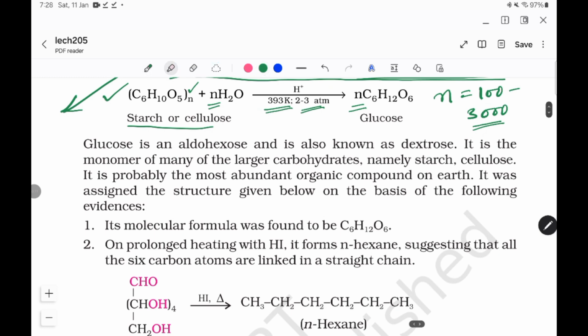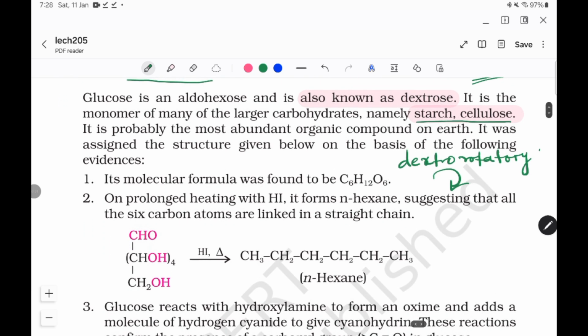The next point is that glucose is also known as dextrose. The reason why glucose is known as dextrose is because it is a dextrorotatory compound, which means that it can rotate the plane polarized light towards the right hand side, that is, towards the clockwise direction. It was assigned the structure given below on the basis of the following evidences.